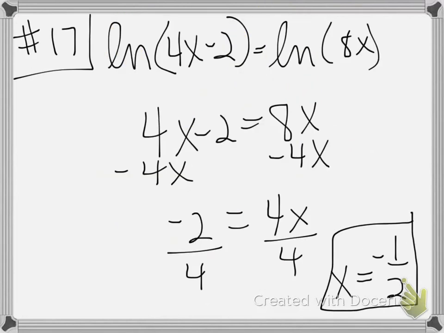All right, a couple more here. 17. The best type of problem, ln 4x minus 2 equals ln 8x. Ln on both sides means it cancels. So you just have 4x minus 2 equals 8x. You subtract 4x from both sides. You get negative 2 equals 4x. You divide by 4 on both sides. X equals negative 1/2.